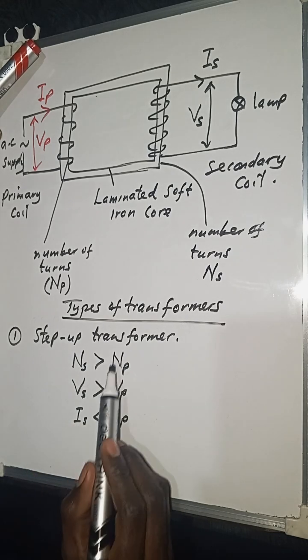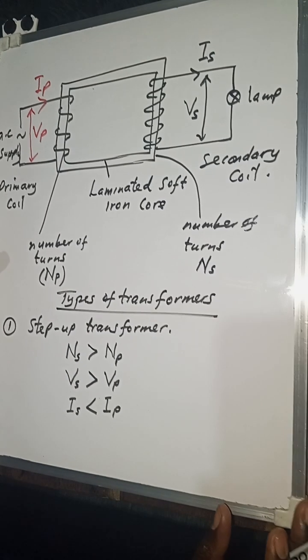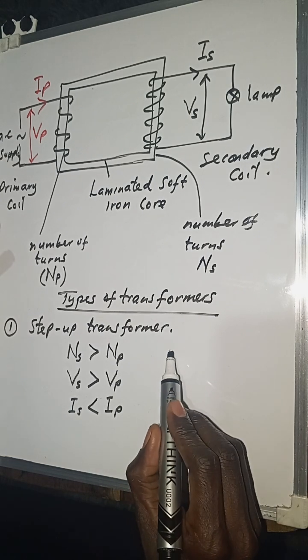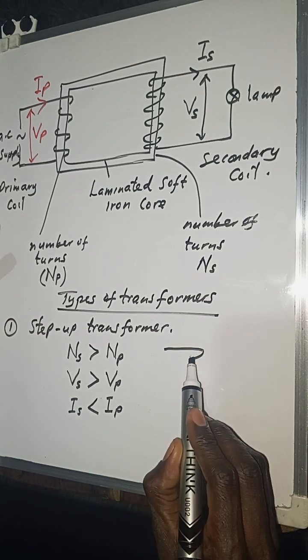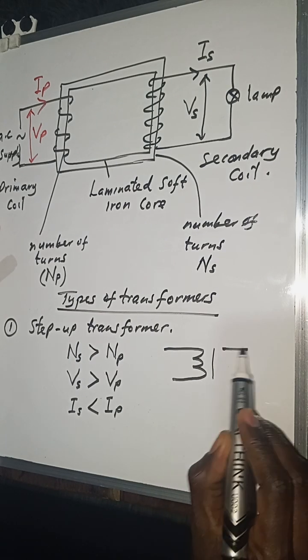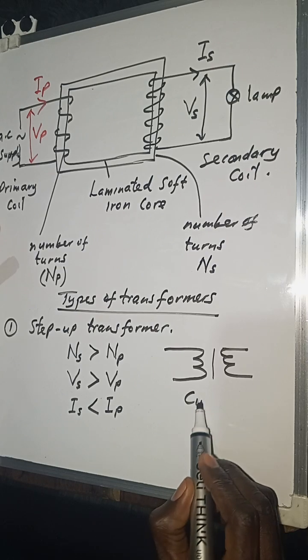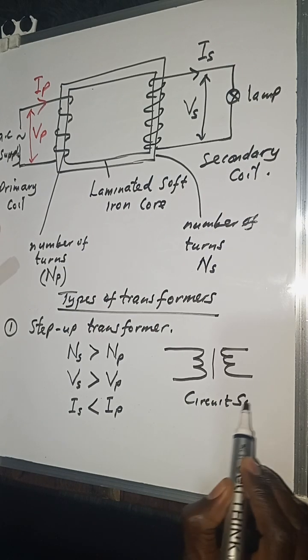So when you find that this is true, then we call it a step-up transformer. Now remember, the symbol for a transformer may look like this. This is the symbol that we can use for a transformer. So you may find something like this. This is what we call the circuit symbol of a transformer.